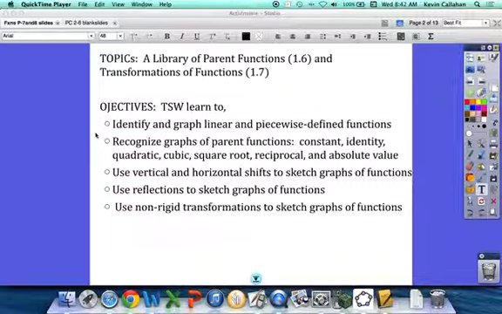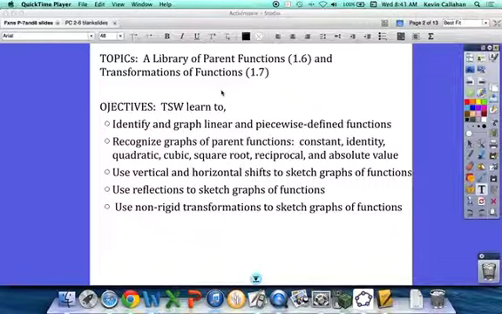Right? This is two sections. It's a section which is giving us what they're calling parent functions. And the concept of parent functions is something that we had in Algebra 2 also. And then the transformations, which means how do you move those parent functions around by adding or subtracting numbers or putting minus signs in front or things like that. I mean, that's what this is all about.